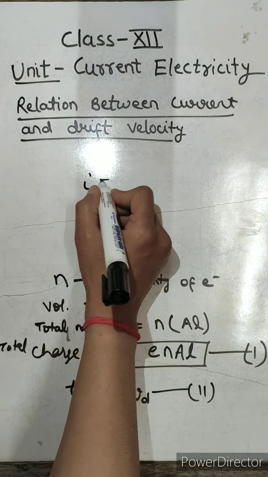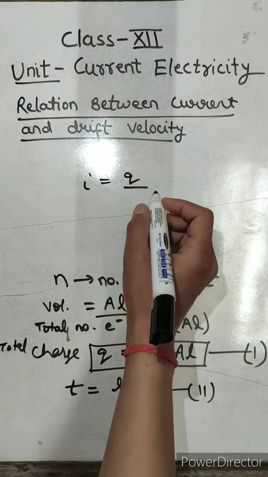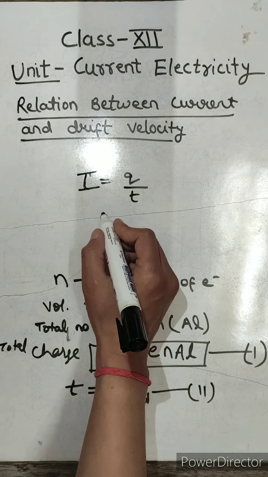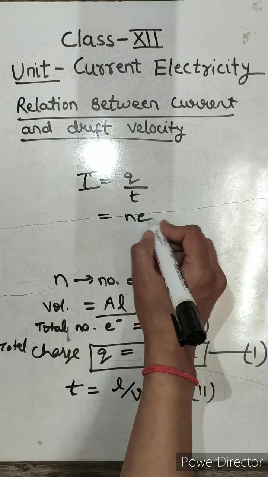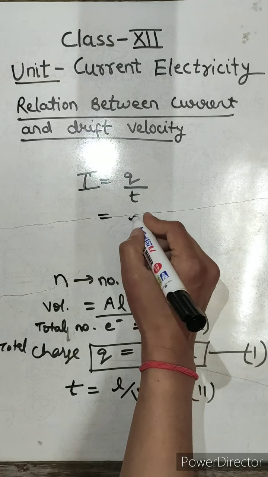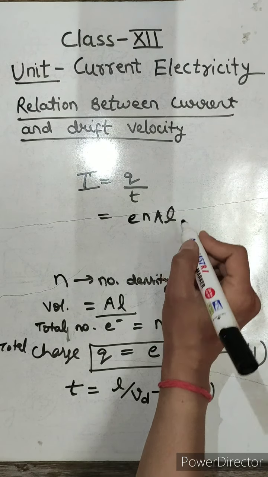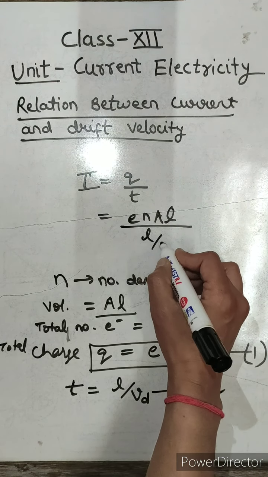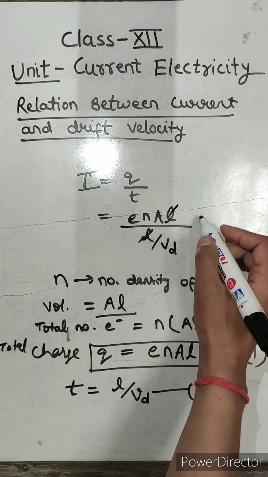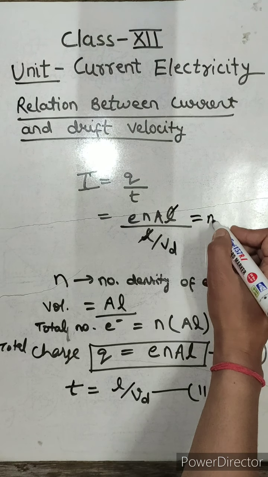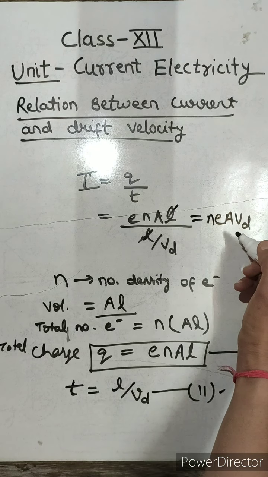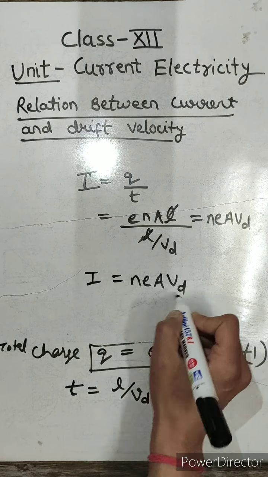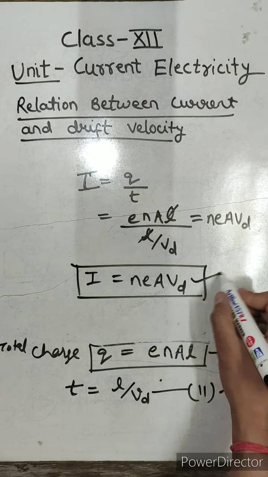Then current I will be equal to total charge divided by total time taken. Now putting the value of Q from equation 1, it will be N e A into L, divided by the value of time from equation 2, L upon Vd. So this L will be cancelled out and the remaining will be N e A Vd. So now I will be equal to N e A Vd. This is the required expression, the important one.